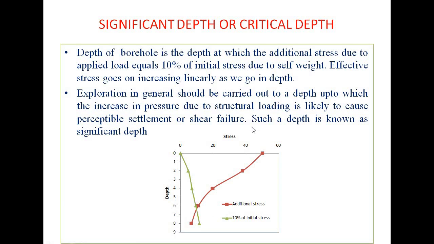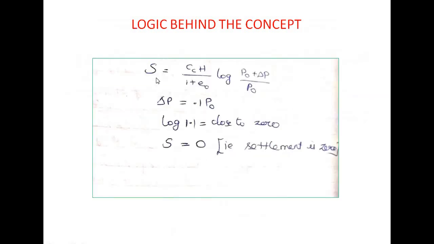So what is the logic behind this definition? You know the concept, S is equal to Cc H by 1 plus e naught log of (P naught plus delta P) by P naught, where delta P is the additional stress, P naught is the initial stress, and these are the usual notations. Cc is the compression index, H is the thickness of the compressible strata, e is the void ratio. So here when we substitute delta P equal to 0.1 P naught, then this becomes close to 0, so settlement is equal to 0. So up to that depth the investigation has to be carried out.